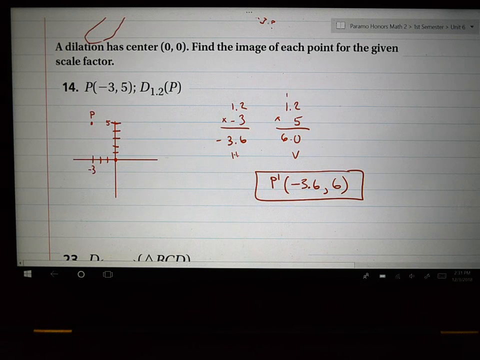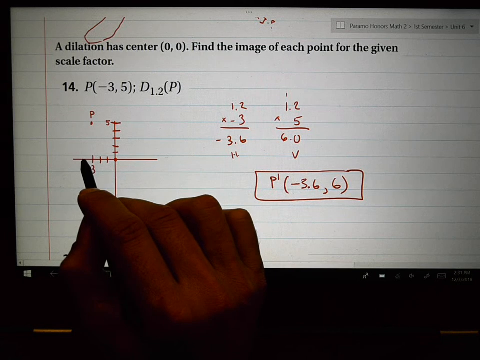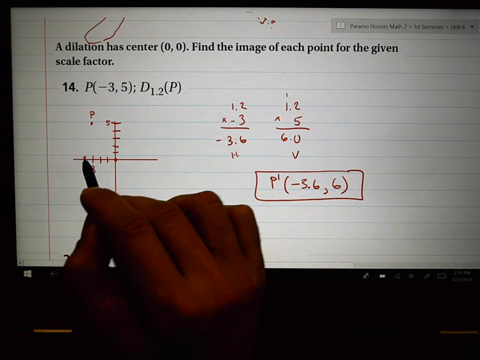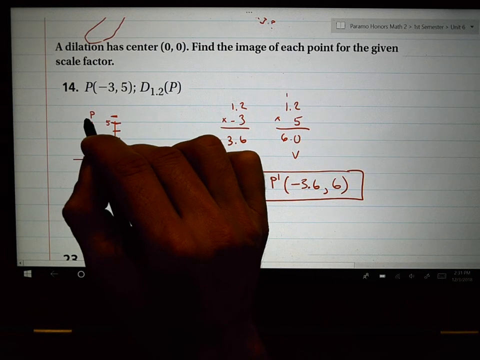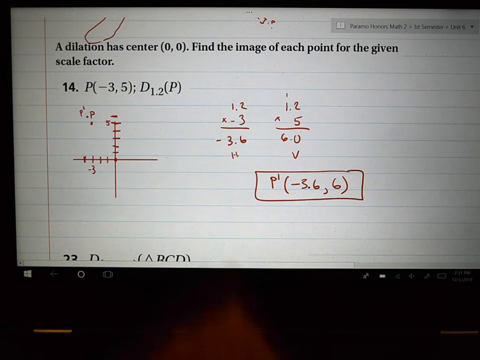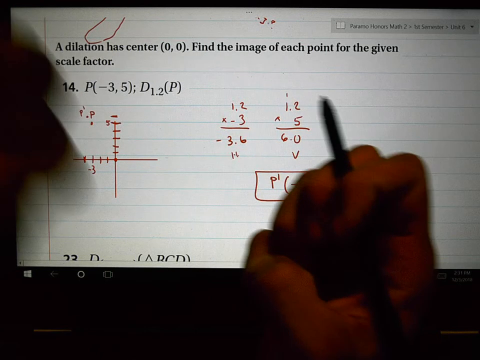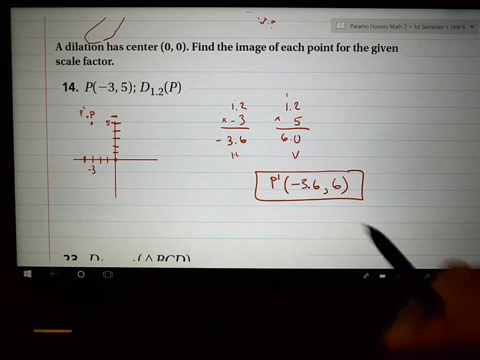What that tells you is that if I went horizontally negative 3.6, if this is negative 4 and this is 6, negative 3.6 up a bit, P prime will be right there. P would be there, P prime would be there. It's getting 120% bigger is my guess, is what it would be. That's only 1 point, but the 1 point is there.